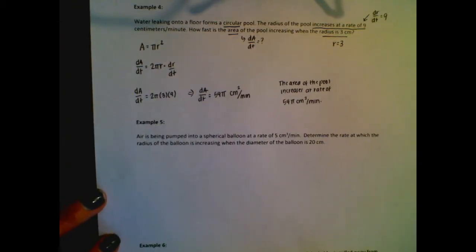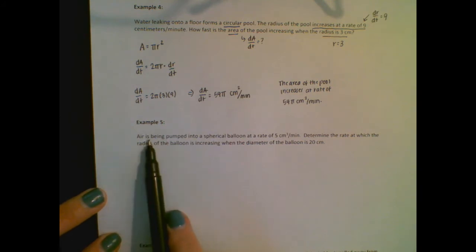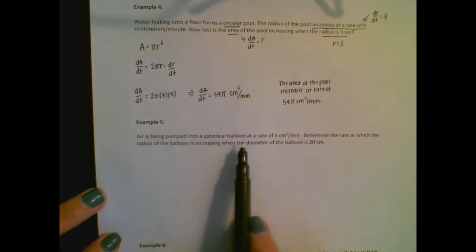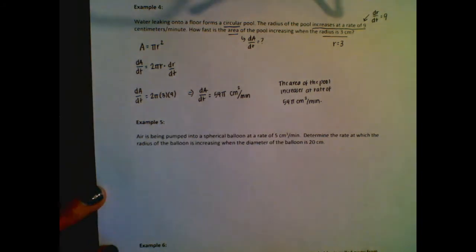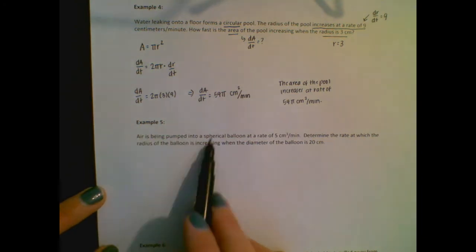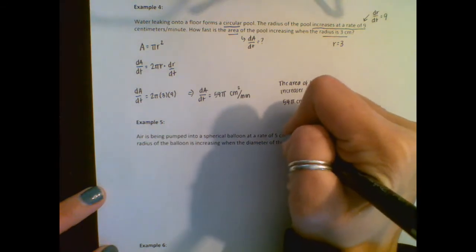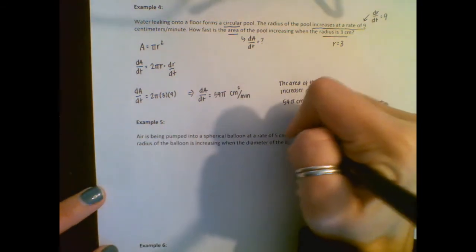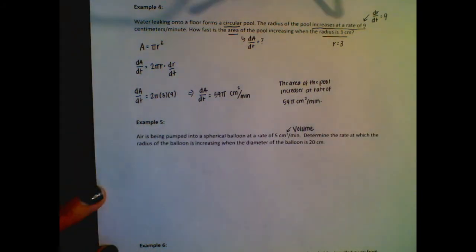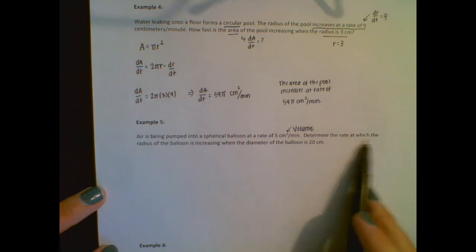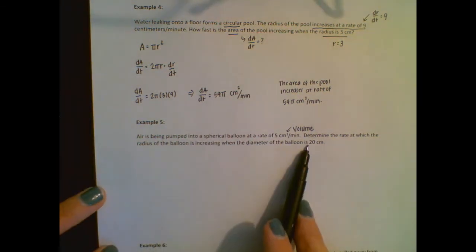So the next example has to do with something a little bit different. Let's read through this one. Air is being pumped into a spherical balloon at a rate of 5 centimeters cubed per minute. This power of 3 should indicate to me that I'm talking about a sphere's volume. Volume is always cubic. And I need to determine the rate at which the radius of the balloon is increasing when the diameter of the balloon is 20 centimeters.